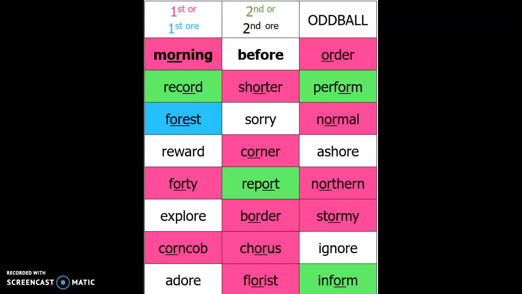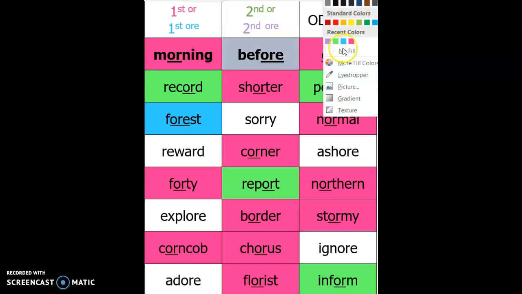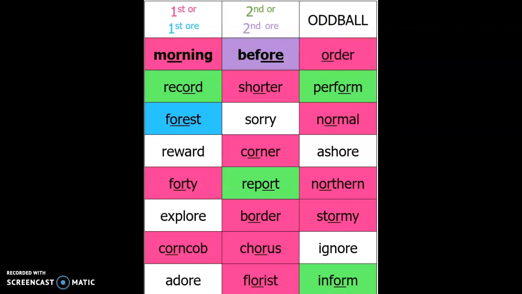Now, there are a few others hiding that have the ORE pattern, or in the second half. So let's pick our fourth color. How about I go with purple here? Second syllable ORE. So now I'm able to fill in this header before with purple with the ORE underlined. There are 4 in there.